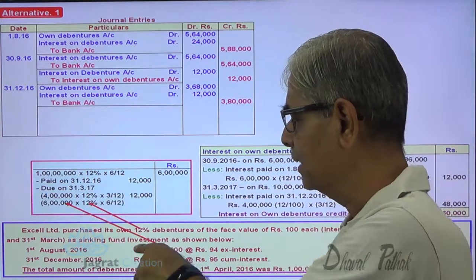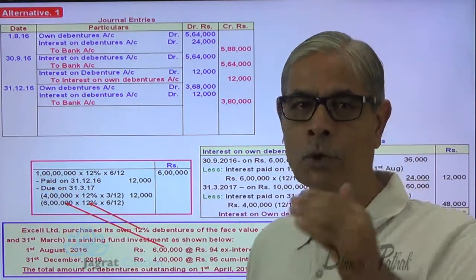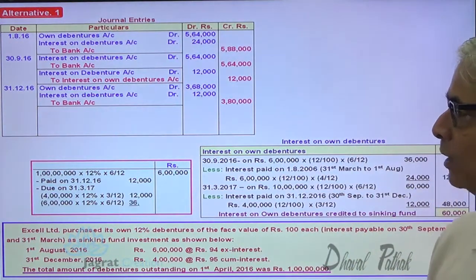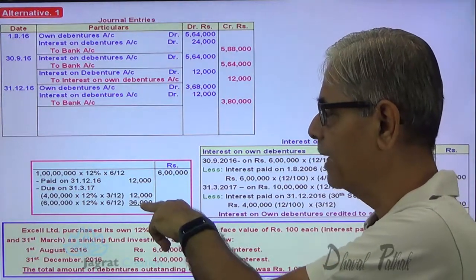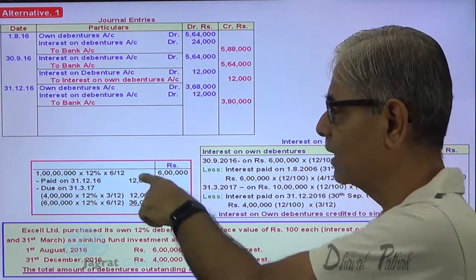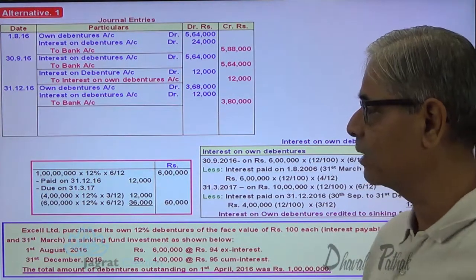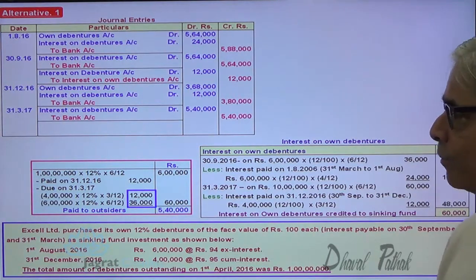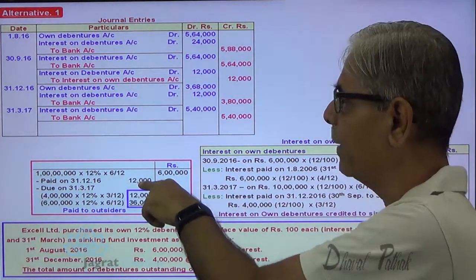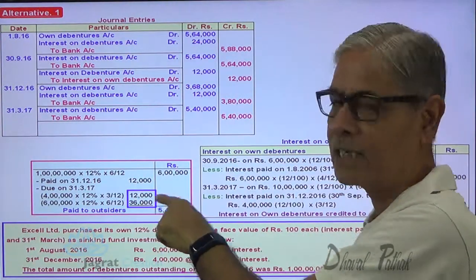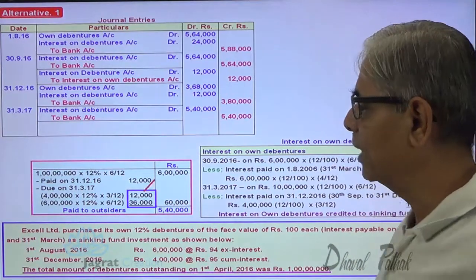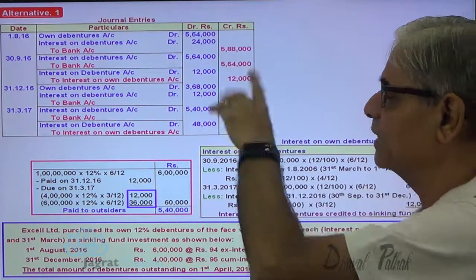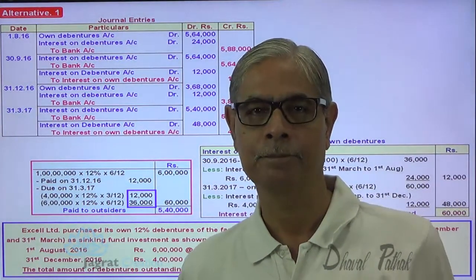And on 6 lakhs that was purchased on 1st of August, interest on own debenture is due for all 6 months. So this is the total amount of interest on own debenture due, 12,000 plus 36,000. 12,000 is already paid. So if you deduct this 60,000, then you will find the amount payable to outsiders. So debenture interest account debit to bank account, and this is the interest due. This interest was already paid, that is debited to interest on debenture account. This interest on own debenture due on the interest date: debenture interest account debit, interest on debentures account debit, to interest on own debentures account credit. This is how entries are recorded under the first option.